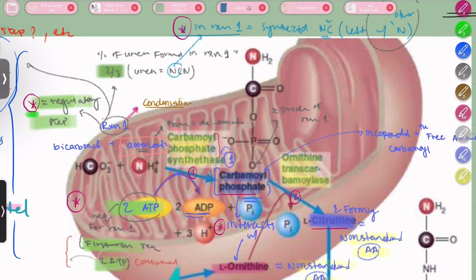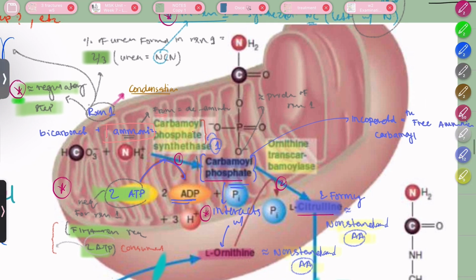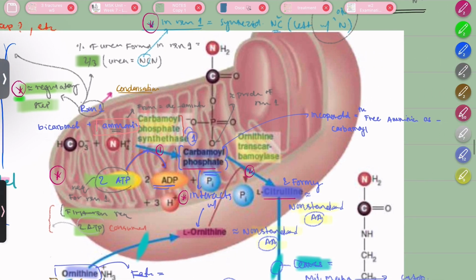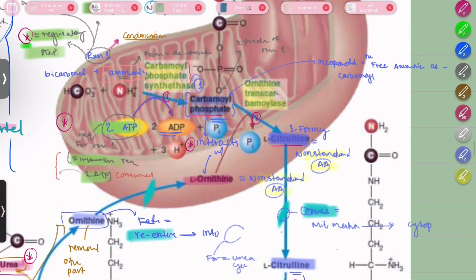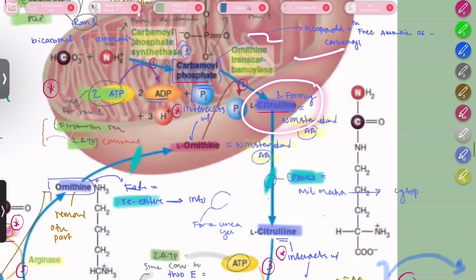So in reaction number two, a non-standard amino acid is incorporated, which is ornithine, plus a non-standard amino acid is produced. So now that is for reaction number two. Reaction number one, reaction number two, we're done. Now for citrulline, it gets transported. It is the substrate or the compound that gets transported from the cytoplasm to the matrix.